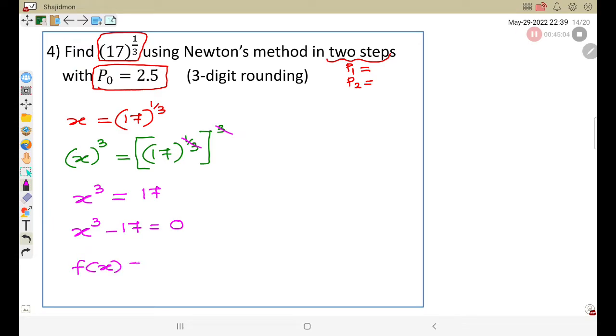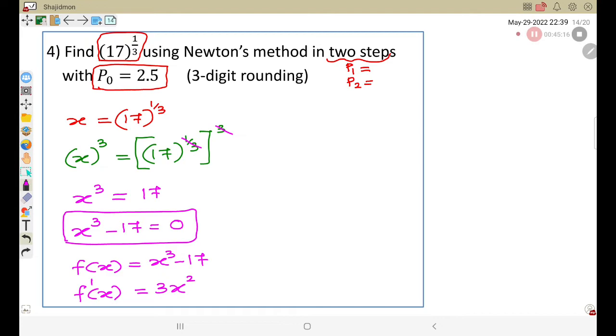f(x) = x^3 - 17. So what will be the derivative? f'(x) = 3x^2. The derivative of 17 is 0. Correct? This is almost the same as the previous question, so I am going a little fast.